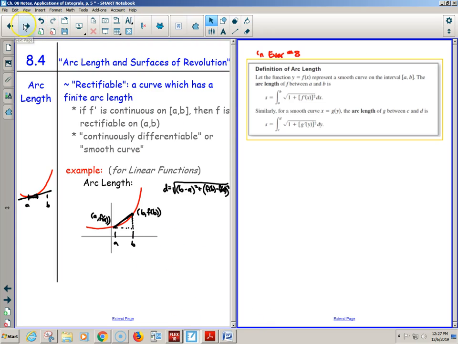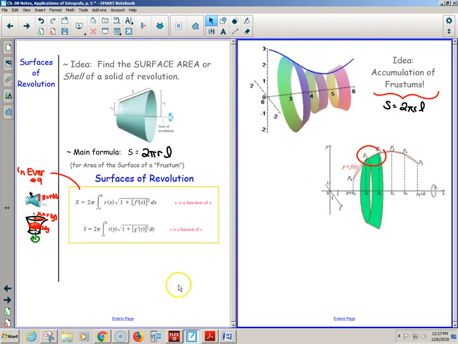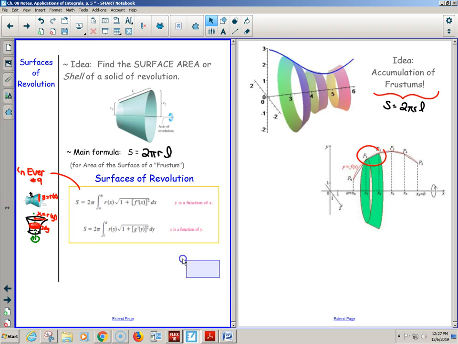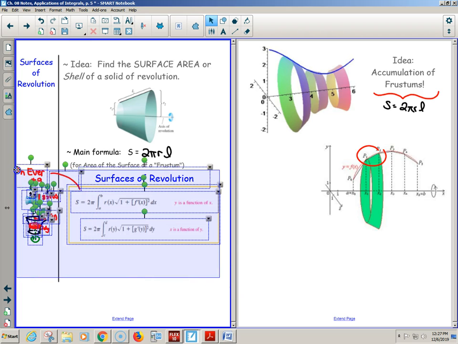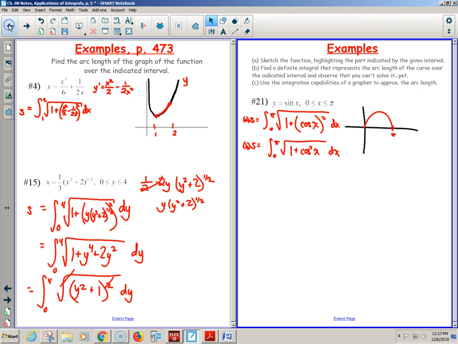I'm finding for you the Surfaces of Revolution card. ¿Dónde está? Aquí. It's a pretty card. I like the Surfaces of Revolution.